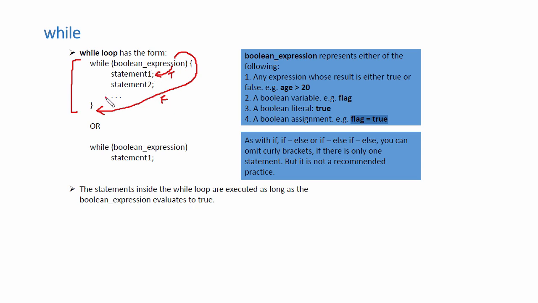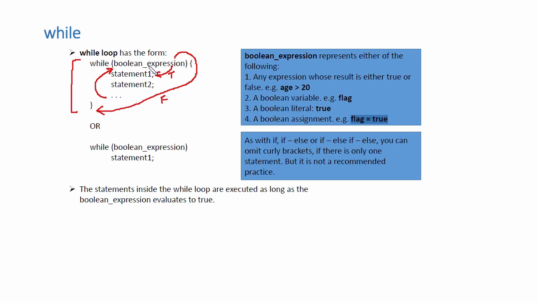After executing the final statement, the control goes back to check the Boolean expression again. If Boolean expression is still true, it executes all the statements one more time. But if Boolean expression is false, the control goes out of the while block. These statements inside the while loop are executed as long as the Boolean expression evaluates to true.